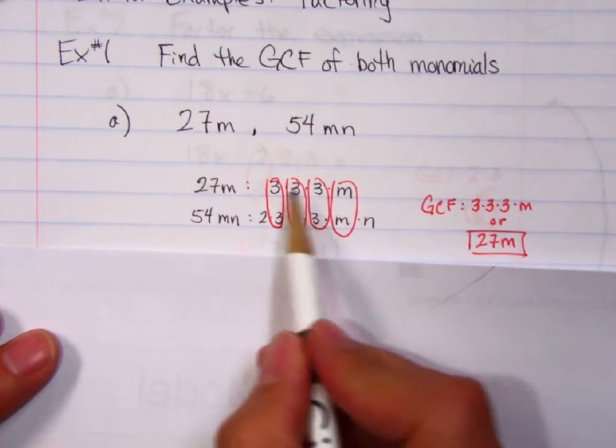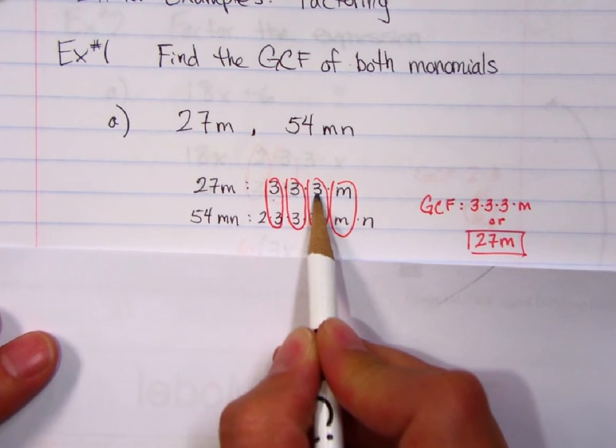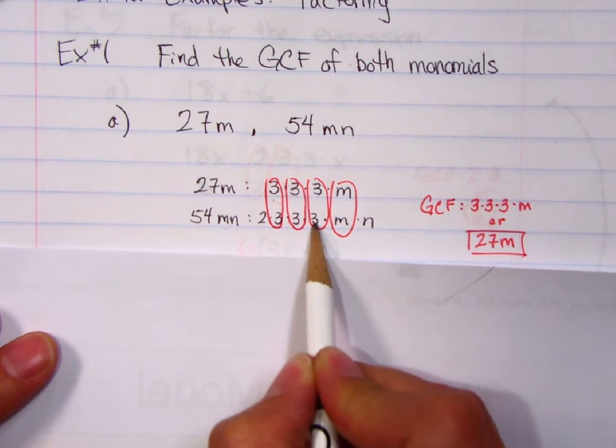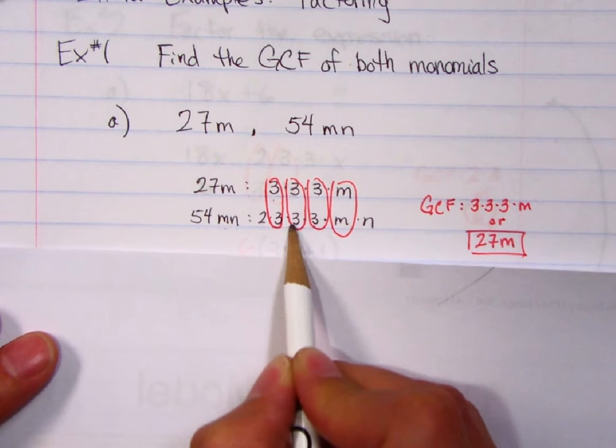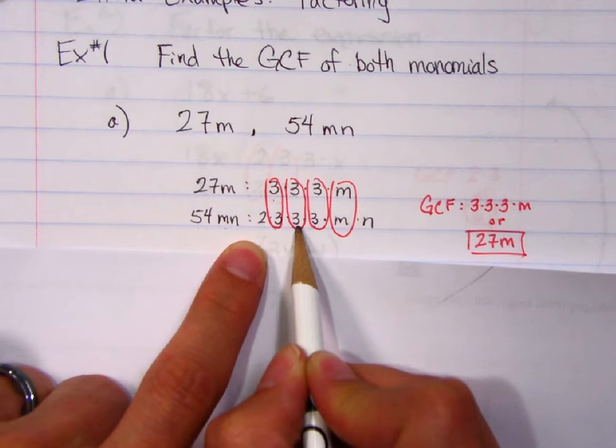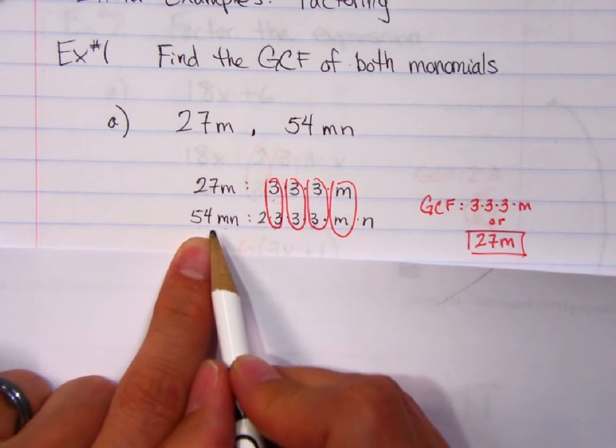27 is broken up to 3 times 3 times 3 times m. 54mn is, sorry, 2 times 3 times 3 times 3. Like if you go one at a time, right? That's 6 times 9, right? 18 times 3, 54. Okay, you can break it down.